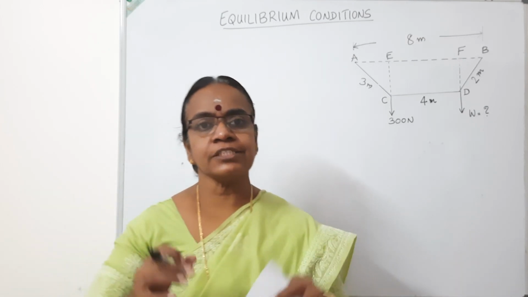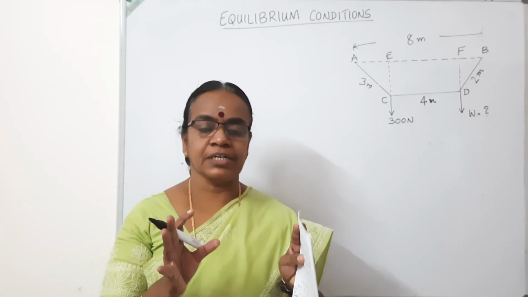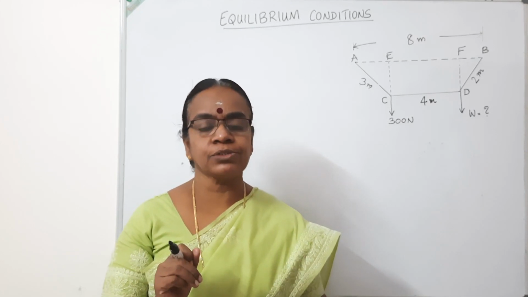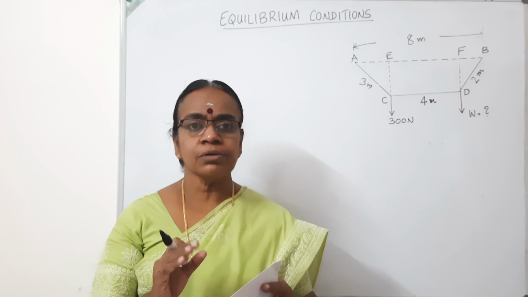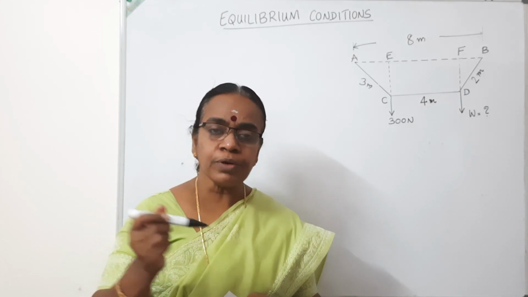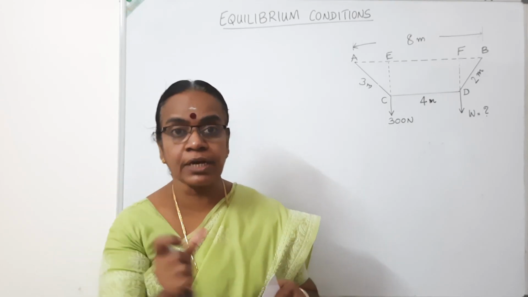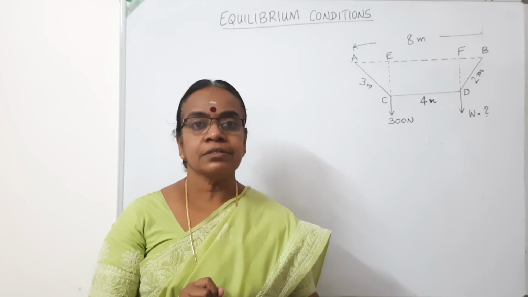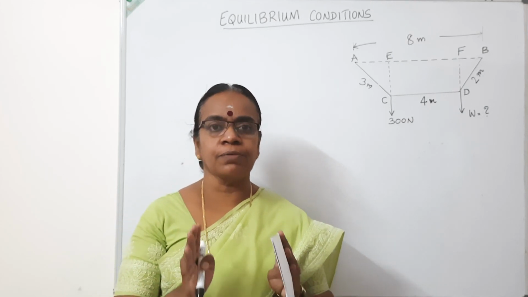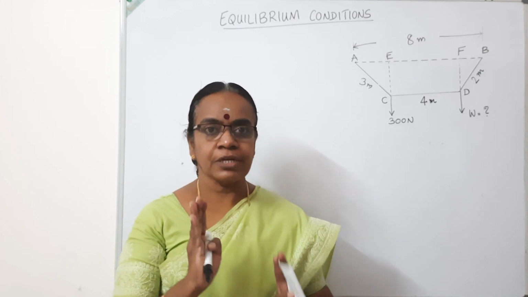When several forces are acting on a system, if the body has to be in equilibrium, the condition is that the resultant force acting on the body must be equal to 0. If it is not 0, the body will move in the direction of the resultant. Or if there is moment, the body will rotate as per the magnitude of the moment. So in order that a body is in equilibrium condition, the resultant must be equal to 0. So that is the first condition.